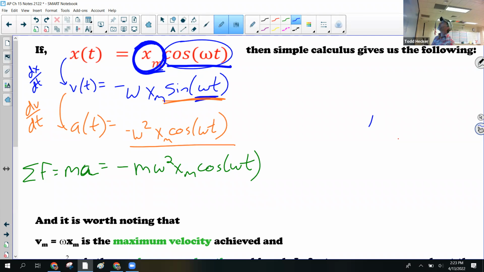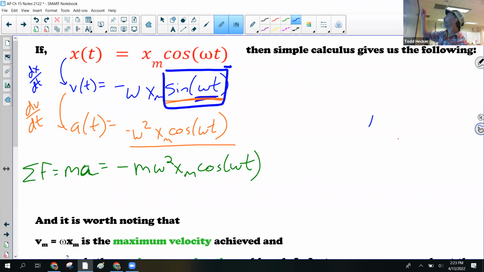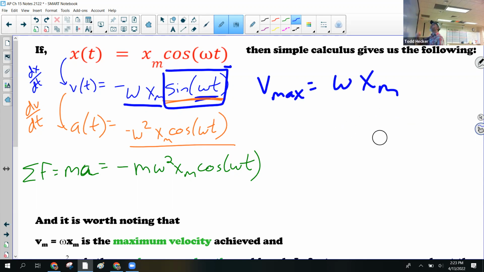So what would my maximum velocity be? What would my maximum velocity be? Well, sine oscillates between 1 and -1. So V max is omega times xm. I think I mistakenly said omega squared just now.